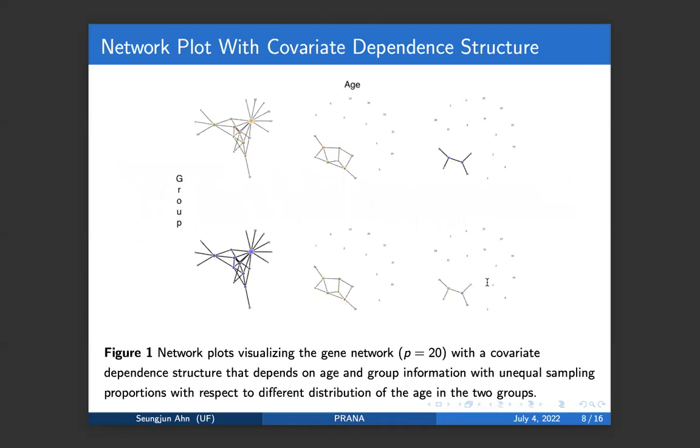So here's a network plot. Well, actually, the network plot with covariate dependent structure, which visualizes the scenario settings of our simulation, where age acts as a confounder. That is, an observed difference in connectivity may be due to a difference in the distribution of age.